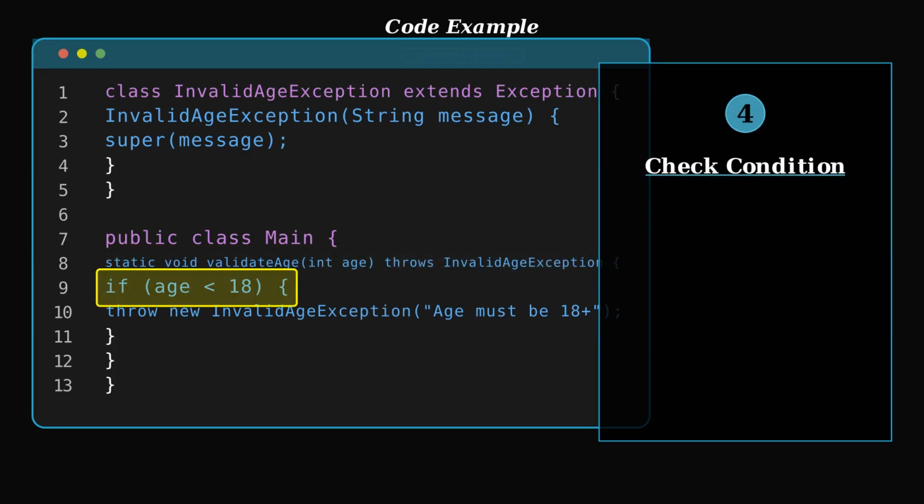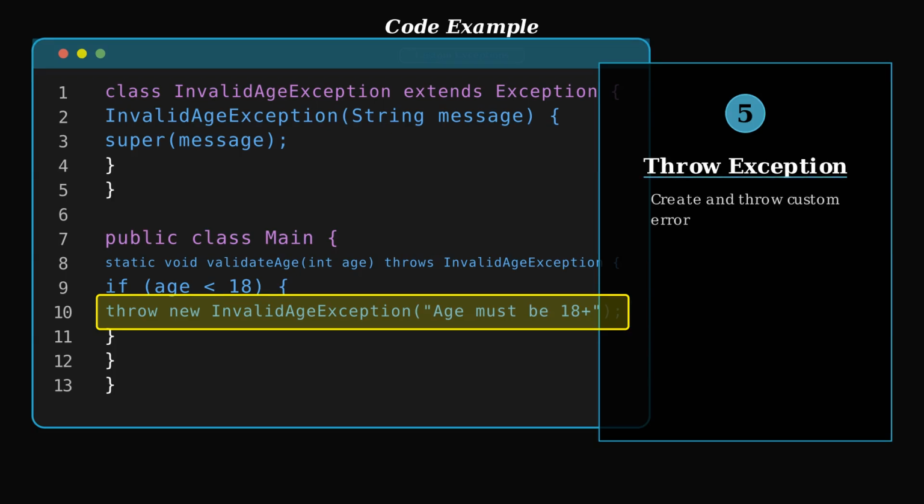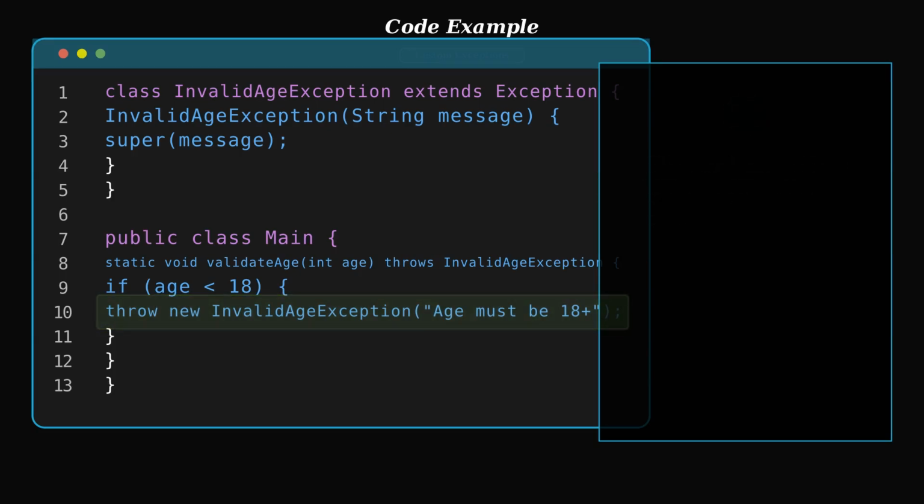Check condition. Validate age requirement. Throw exception. Create and throw custom error. Now let's see the output of this code.